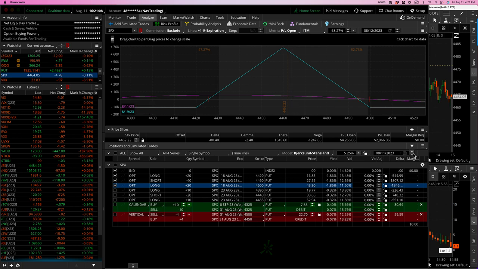So let's see, Saturday, Sunday, Monday. If this holds true, I could be fairly profitable. I would take that off Monday, assuming we don't get a big gap up or down over the weekend.